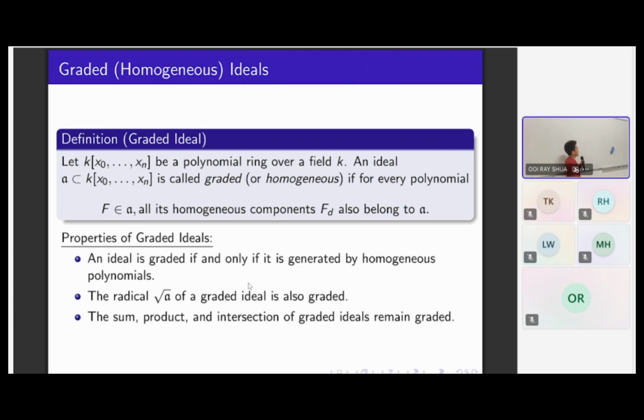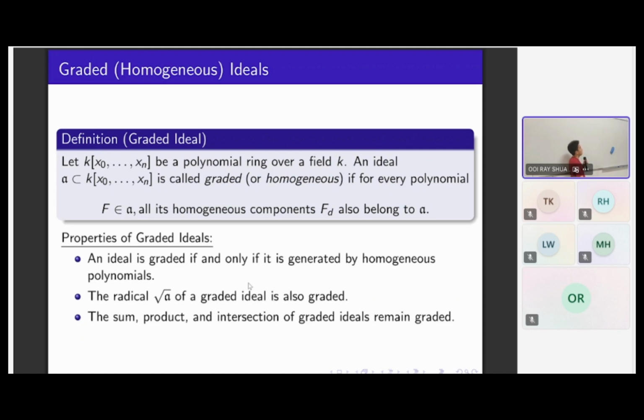For the other direction, I'm not sure. If the ideal is graded, then it is generated by a homogeneous set. This sounds longer to prove, but for every polynomial in this ideal, I'll take all the homogeneous components, and take all of them for all the polynomials. It clearly generates the whole ideal, because if you take any polynomial from your ideal, you have added its homogeneous components to the generating set. So of course it is this.